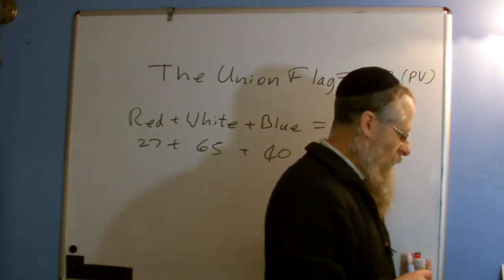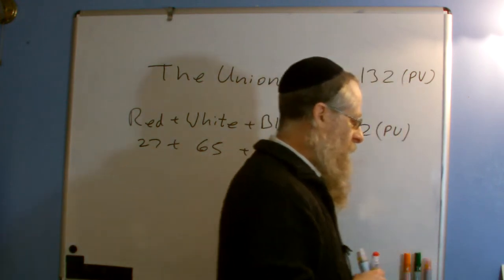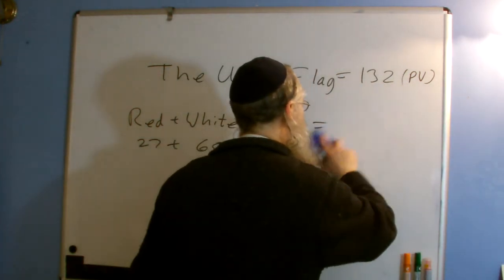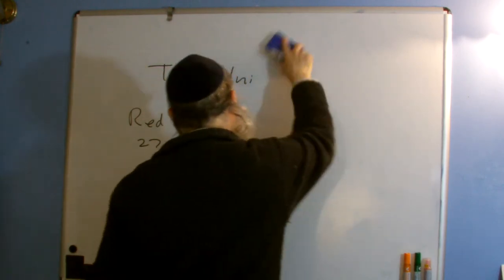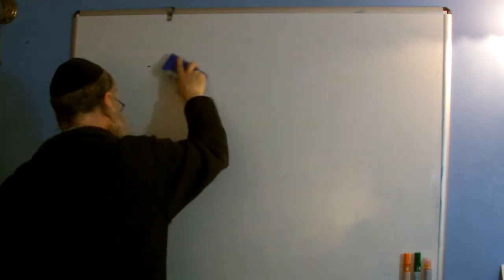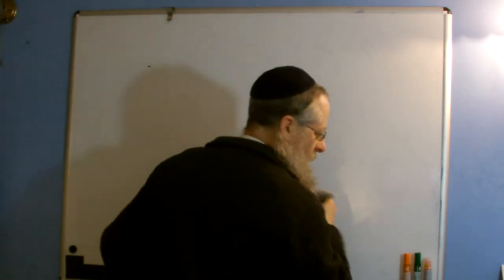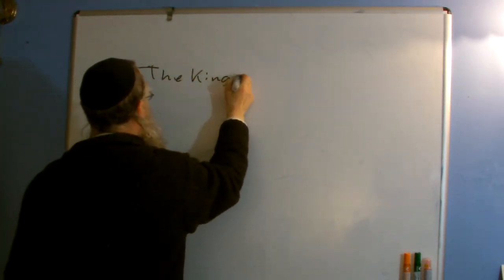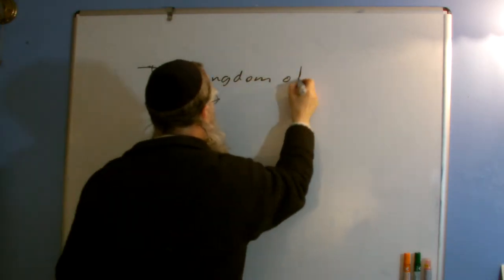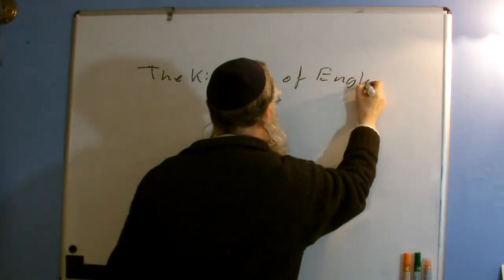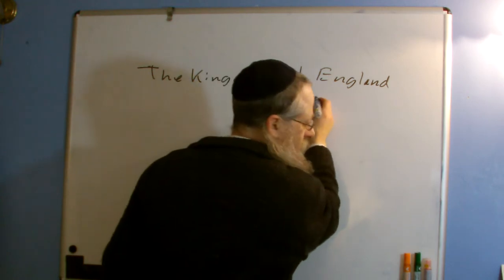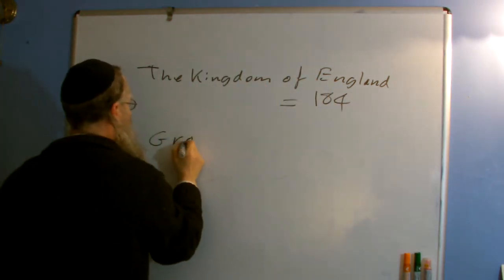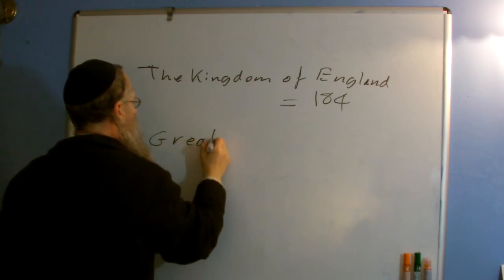Kingdom of England has been the term used for both Britain or England and Wales. So I'll just show you an interesting connection there. We have the Kingdom of England, and that equals 184. And we put Great Britain.